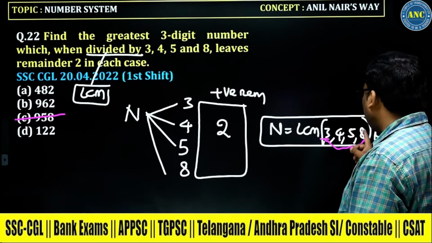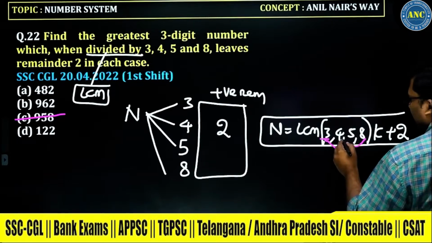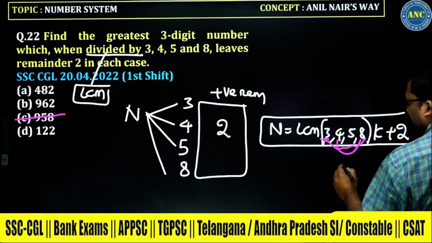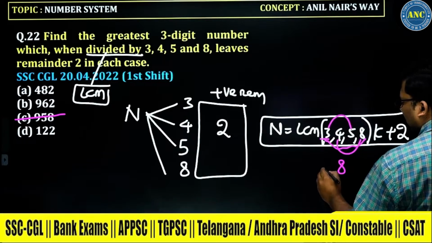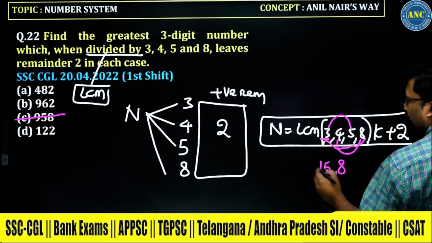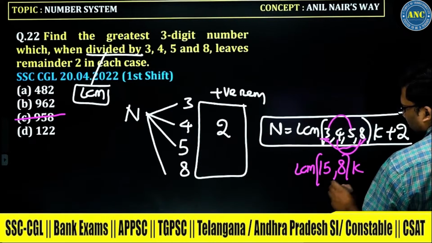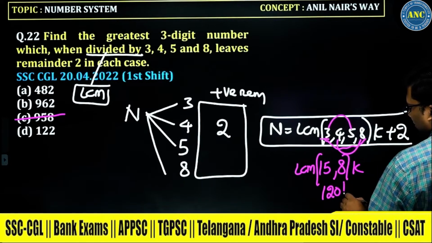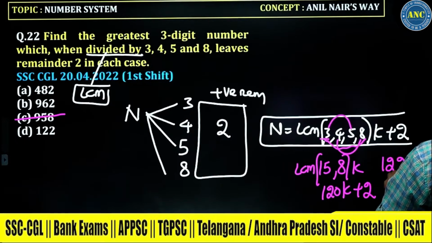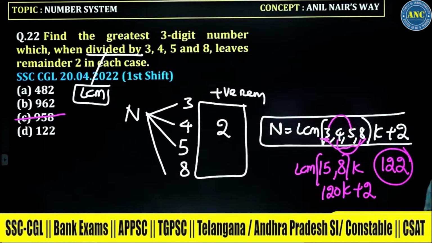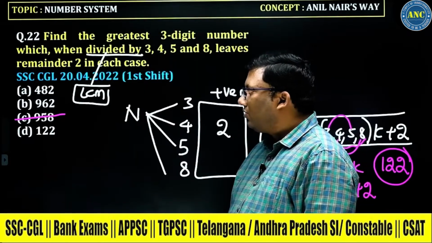Now if you see here, 3, 4, 5, 8. How to determine the LCM of these numbers? 4 will divide 8, so 4 is redundant. 3 and 5 are co-primes. The LCM of co-primes is the product, 15. 8 and 15 are co-prime. So 15 into 8 is 120. The form is 120k plus 2. If I substitute k as 1, the answer will be 122.